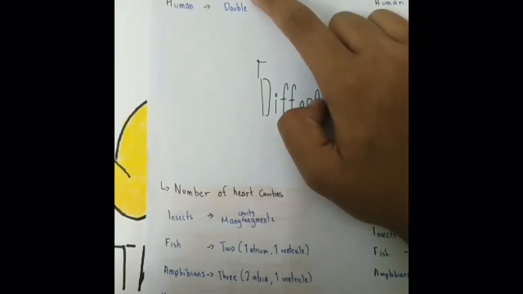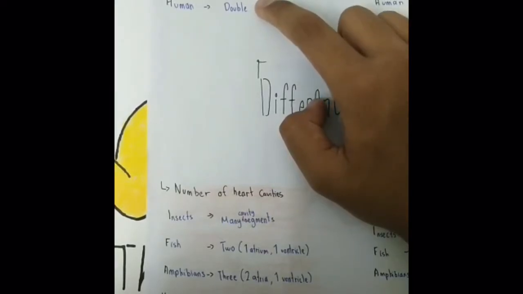Next, amphibians. Amphibians is double. Double means blood flows in the blood vessels and through the heart twice in one complete circulation. For humans, also double. Blood flows in the blood vessels and through the heart twice in one complete circulation.